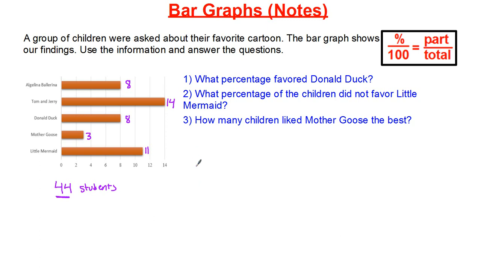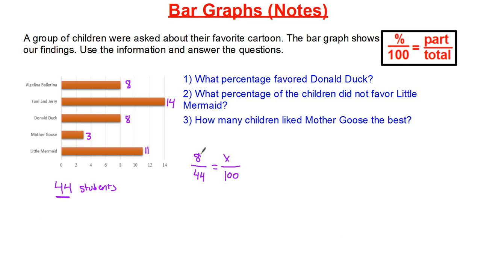So what percentage favored Donald Duck? Great, so let's go ahead and write our proportion. I'm going to always put my 100 here. It could go on this side or this side. It doesn't matter as long as both the percents are on one side and the actual numbers on the other side. So my whole is going to be 44 because 44 students were interviewed. And I'm specifically trying to figure out Donald Duck. So Donald Duck is right here, so that's going to be 8. And then we're going to have X here.